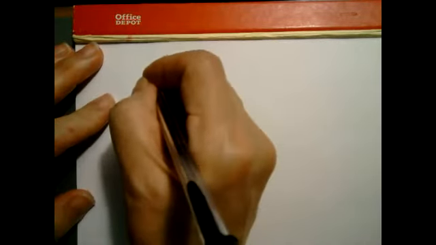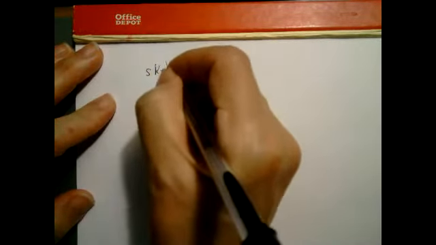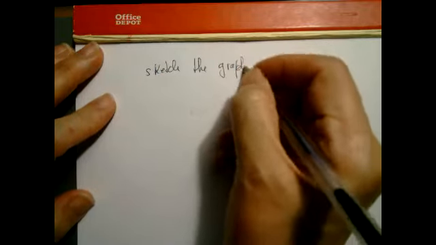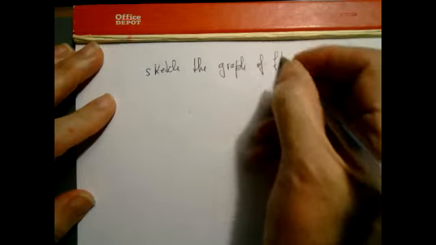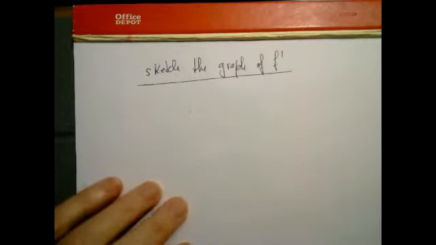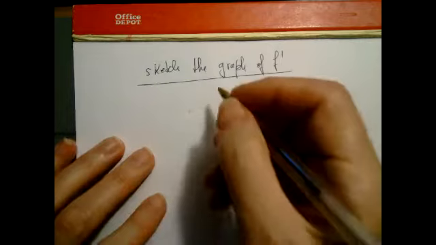The question is, we're going to sketch the graph of the derivative. I will do the first one, and the second one I will put on here, and I will let you think about it a little bit. What do I mean by sketching the graph?